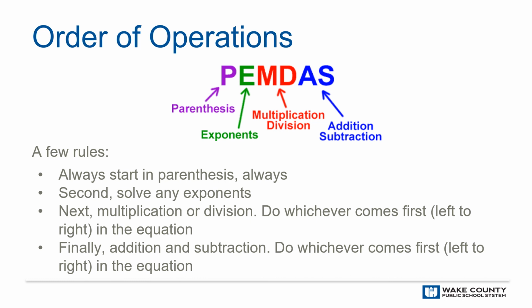Order of operations is used in this unit as well. Also known as PEMDAS: parentheses, exponents, multiplication, division, addition, subtraction. A few rules to remember when doing order of operations. Always start in parentheses. Always. Second, solve any exponents. Next, multiplication or division. Do whichever comes first, left to right in the equation. Finally, addition and subtraction. Do whichever comes first, left to right in the equation.